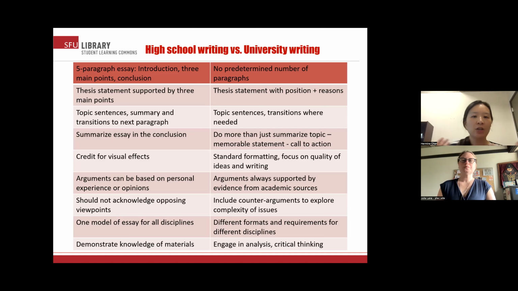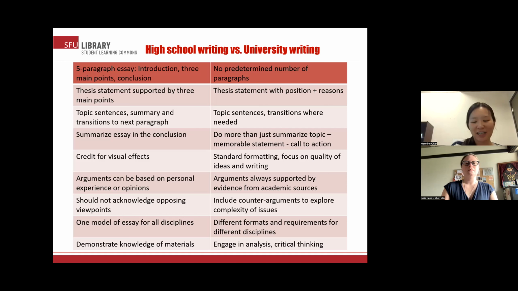And when you write your conclusion, we now look for more than just summarizing everything that you've said, but we want to have a purpose with our writing. We want something that will change the reader's perspective. We want to call them to action. We want to leave them with something that they can take away from your essay.